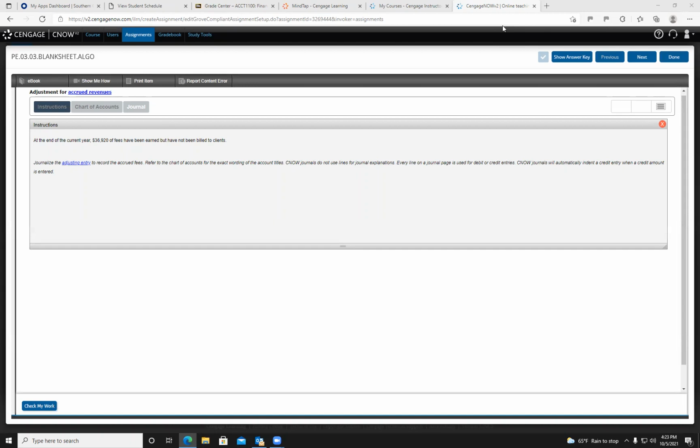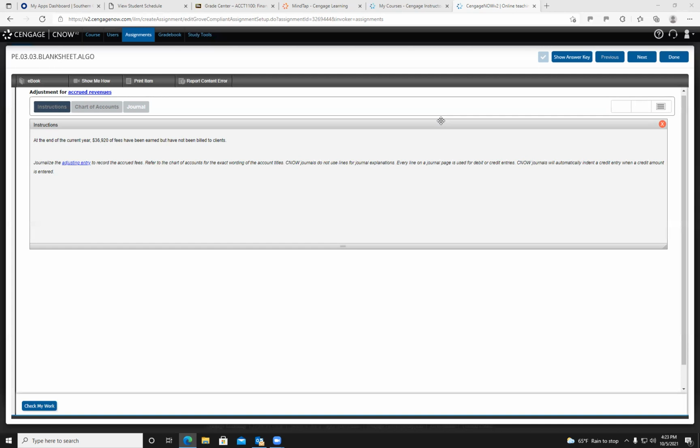So Learning Module 3, we went over the adjusting process in accounting, and that covered all the adjusting entries you will do before closing out an accounting period. So let's get started. As you can see here, our first problem is an adjustment entry for accrued revenues, okay?